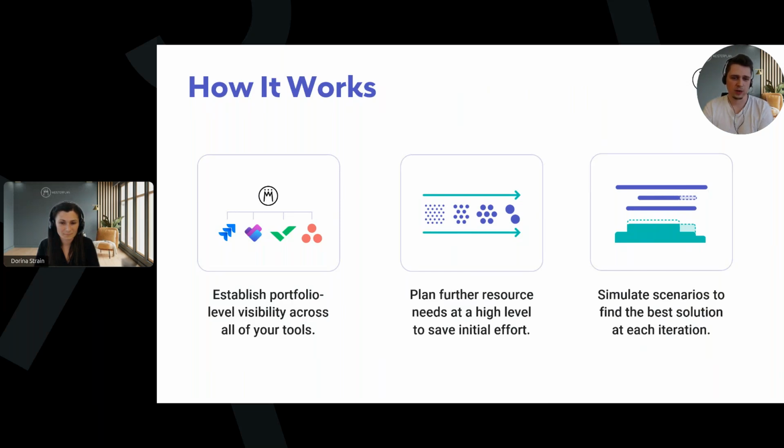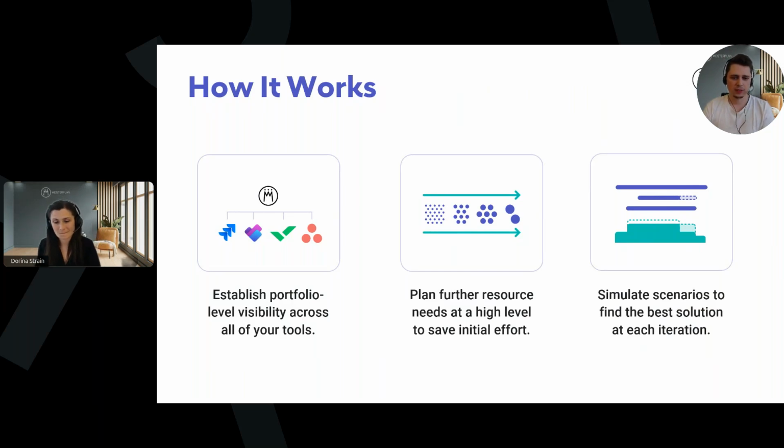Here you don't start with any details. But at a later point, when you start shaping a solution in the task management tool, you link the initial plan in Meisterplan with the detailed plan in the operational tools. And with that data, you can then search for the best alternative for your entire portfolio using the scenarios, for example, resolving bottlenecks. This is how it works.